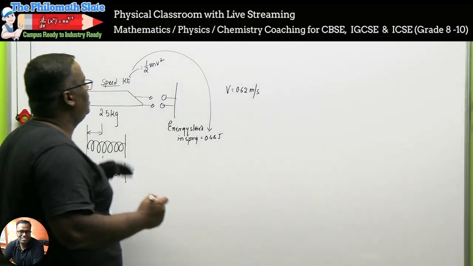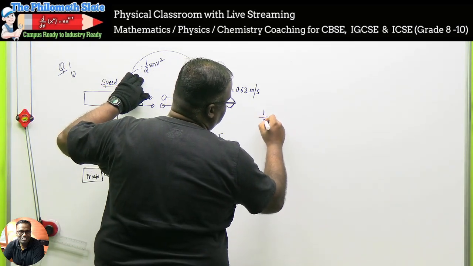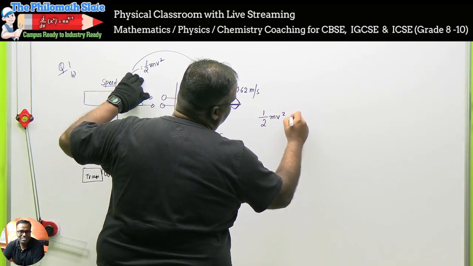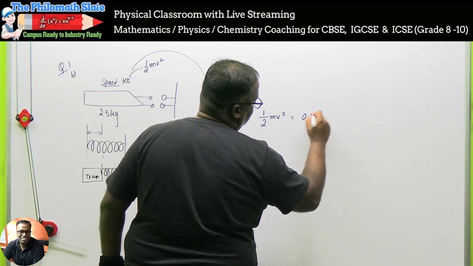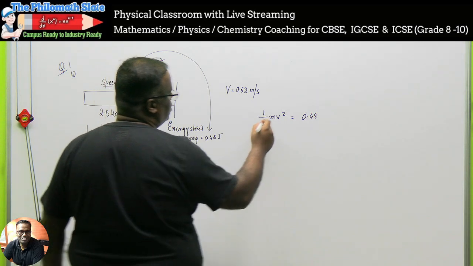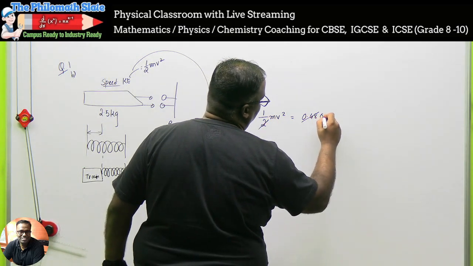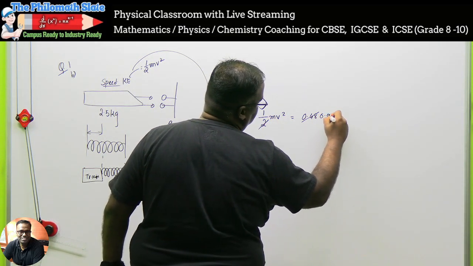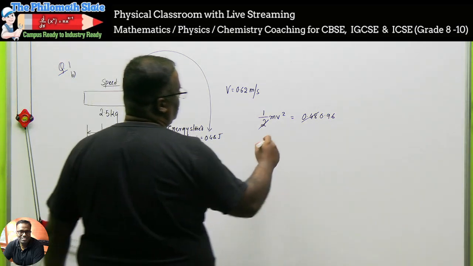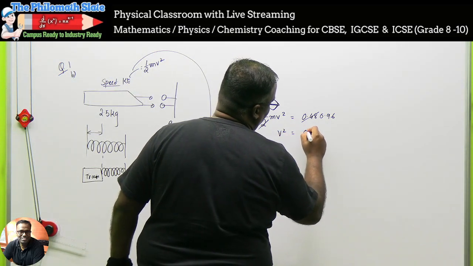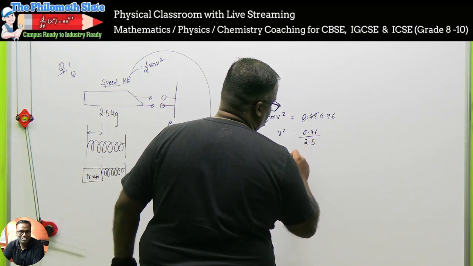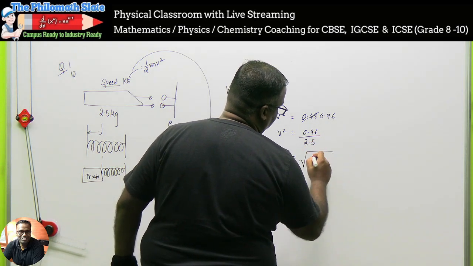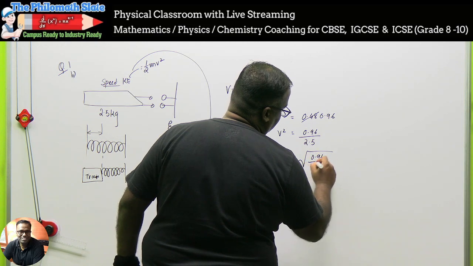How to solve it? The kinetic energy is how much? Half mv square. This should be the energy stored in the spring. So this becomes how much? 0.96. And then v square is equal to 0.96 divided by 2.5. So v is equal to root of 0.96 divided by 2.5.